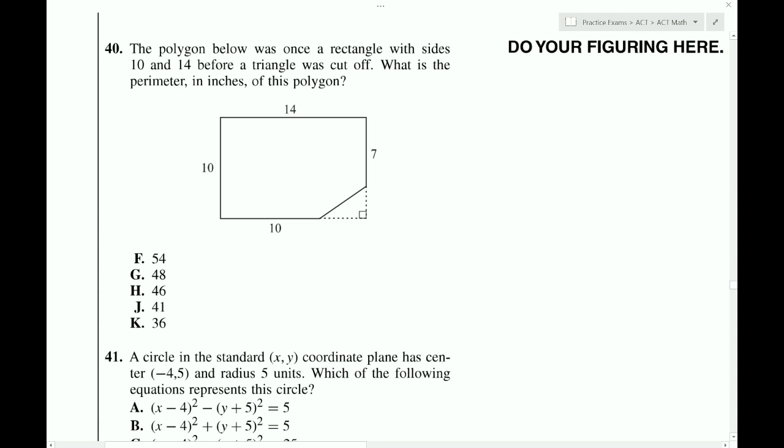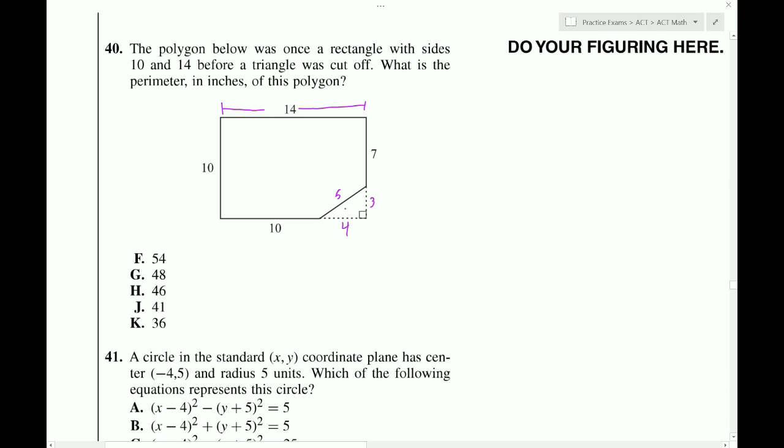What is the perimeter of this polygon? Right, so originally this was 14, but then it cut down to 10, so this must be 4, this little dotted line. And similarly, this whole thing was 10, and now it's 7, so this must be 3. So that means this hypotenuse here would be 5, a 3, 4, 5 triangle.